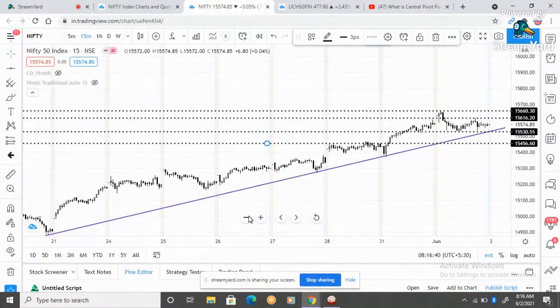Yes, Ajay, it can move to 16,000, but by what time we can expect it, we cannot say as of now. If you look at the June series monthly range, the 16,000 strike has the highest OI. So 16,000 can be the hurdle. Let's see how Nifty reacts to that.